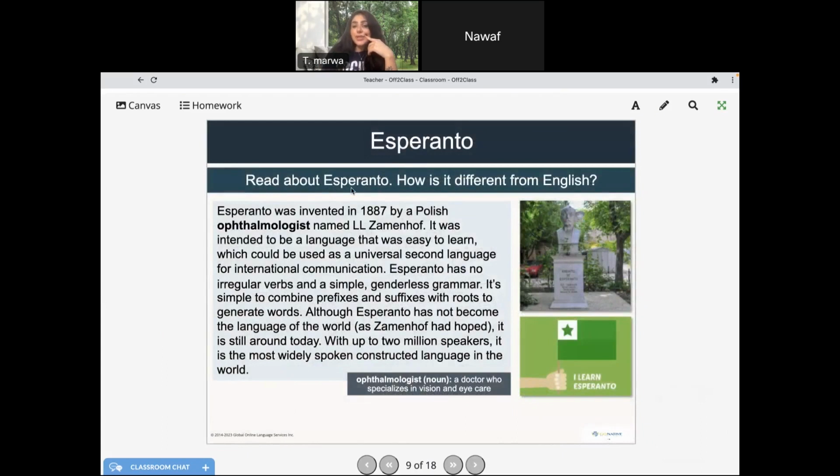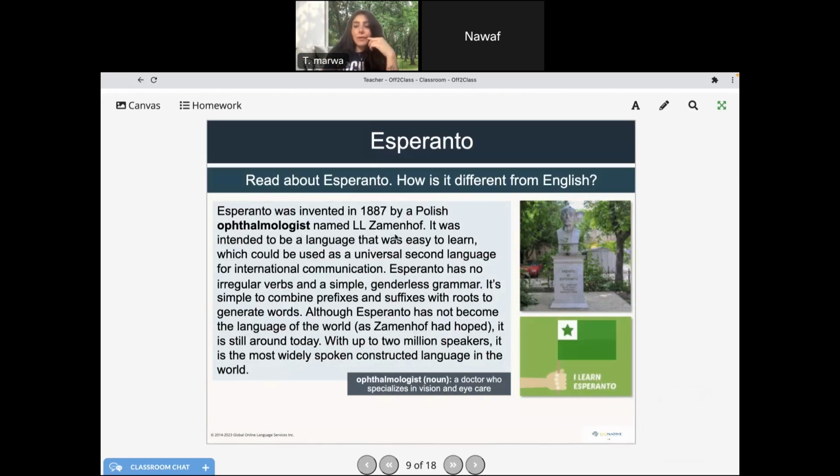Explained about Esperanto. This is a language, but it was invented. It was made up, okay? How is it different from English? Esperanto was invented in 1887 by a Polish ophthalmologist. Okay, this ophthalmologist is the doctor who takes care of the eyes. He specializes in vision and eye care.